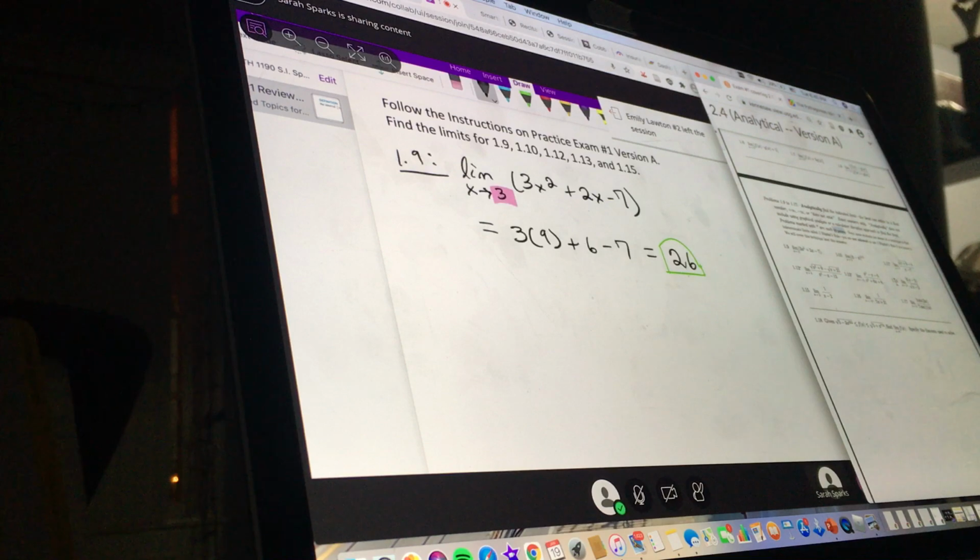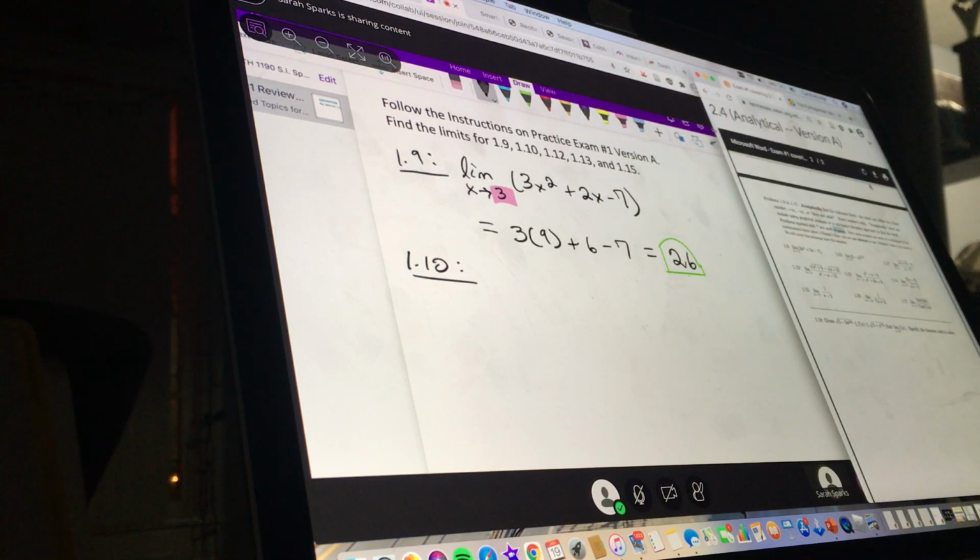This is the best case scenario of a limit you could hope for, where you just plug it in and you get your limit and it's done. So hopefully you guys get lots of ones like that, although there probably will be some tricky ones, which I am going over. Three trickier ones, in my opinion. 1.10 is the limit as x goes to 2 of 6 minus x to the 3/2 power.